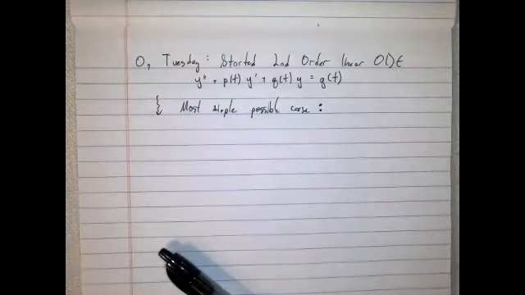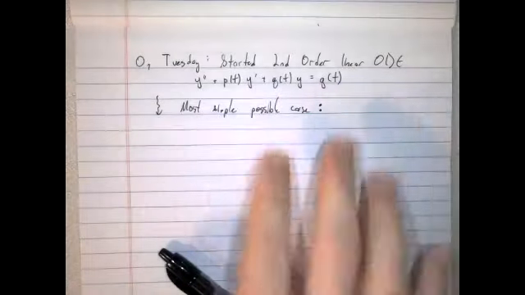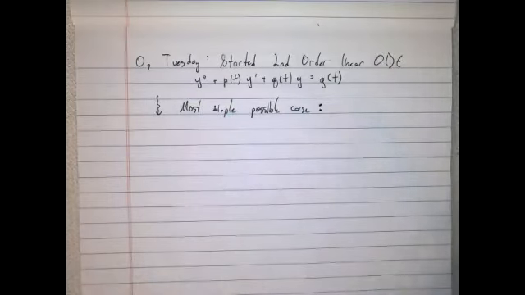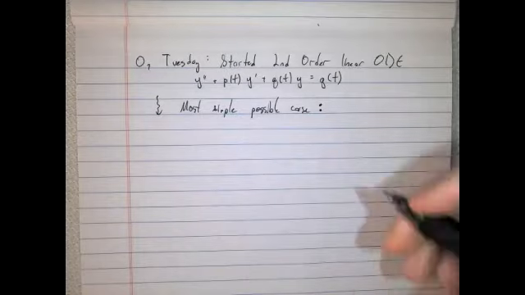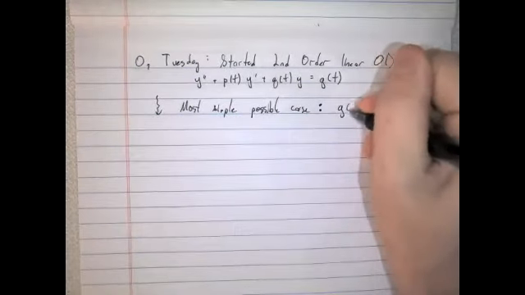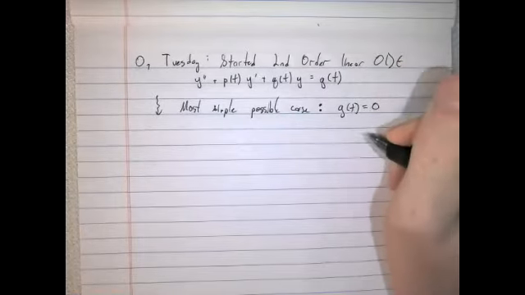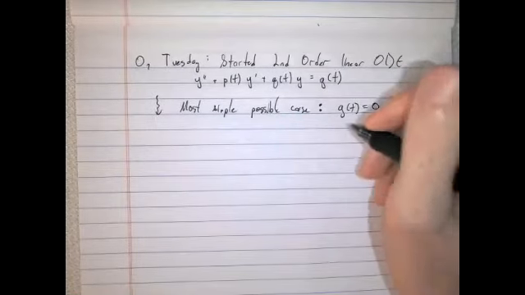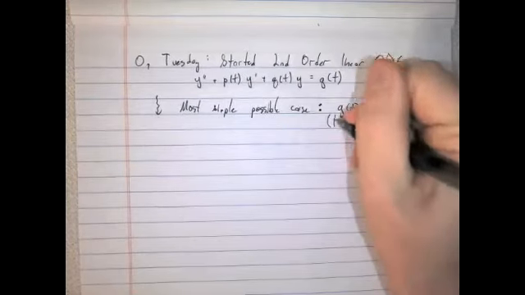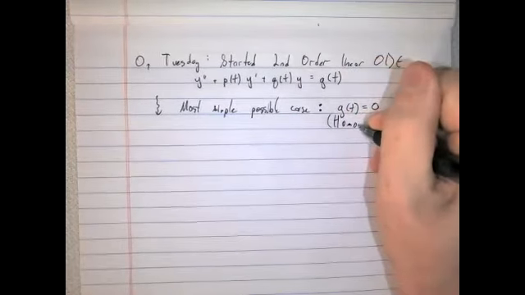I know it's a couple days ago, but what simplifications did we make to this equation? Or what assumptions did we make? Assume that g of t was 0? Yes. First, we assume that g of t was 0. And what is this assumption called? It's homogeneous. Yes, this is homogeneous.